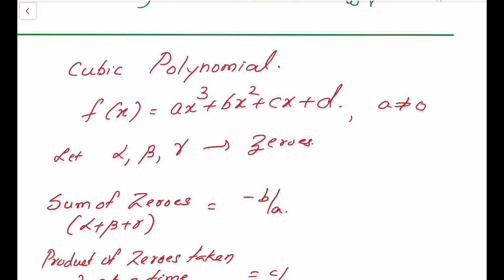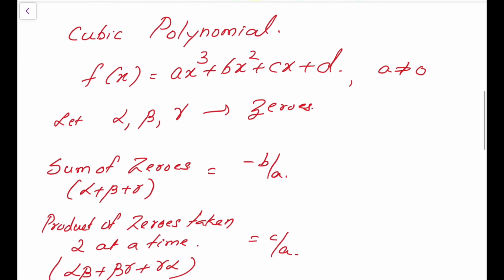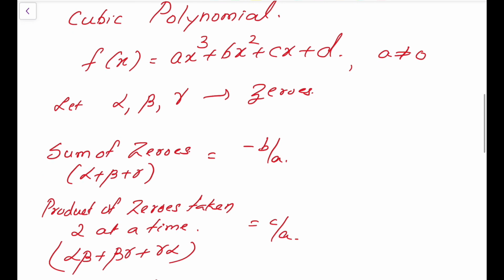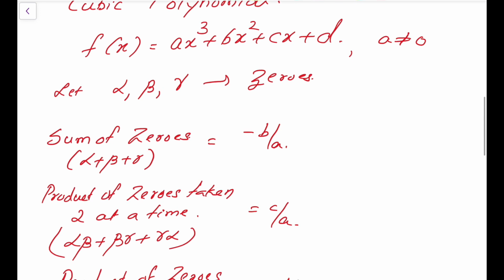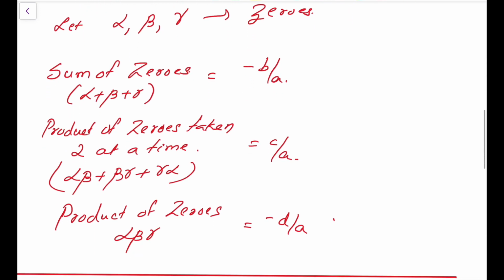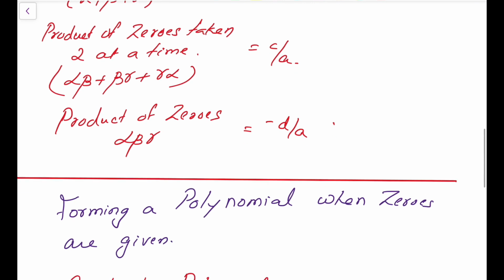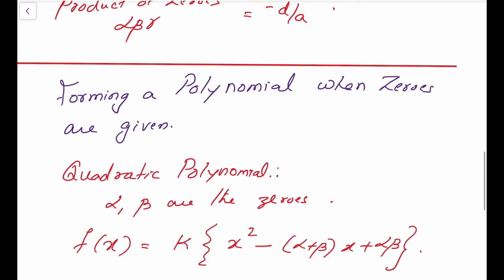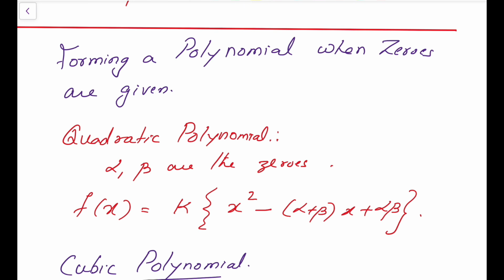Now the same for a cubic polynomial, let the polynomial be ax cube plus bx squared plus cx plus d, where a not equal to 0. So cubic polynomial can have maximum of 3 zeros and minimum of 1 zero, that we have learned in the last video. Now let alpha, beta, gamma be the 3 zeros. So the sum of the zeros will be minus b by a, and product of zeros taken 2 at a time, that is alpha beta plus beta gamma plus gamma alpha, that will be c by a, and product of the zeros will be minus d by a. So this is their relationship.